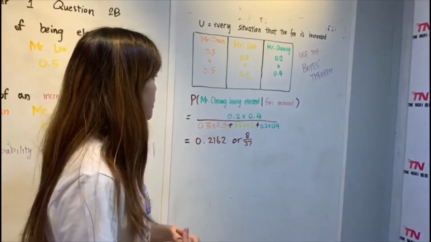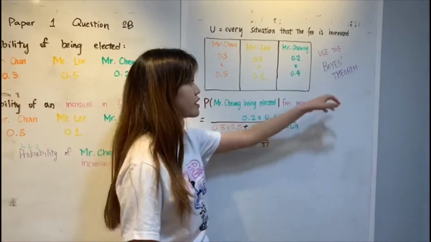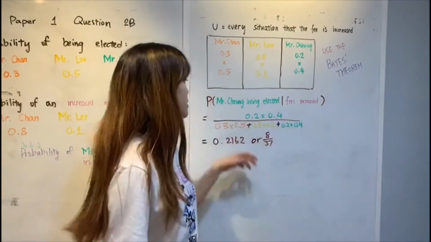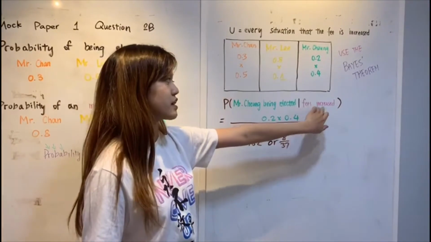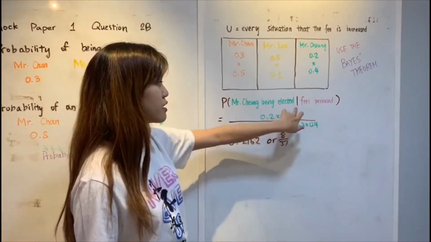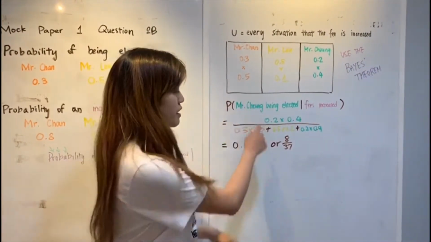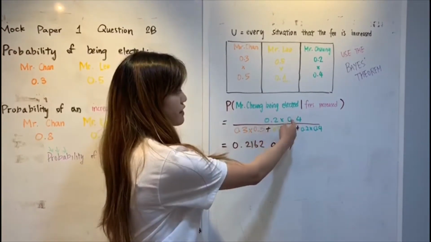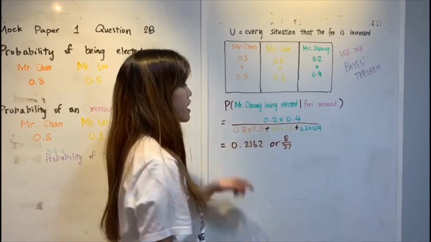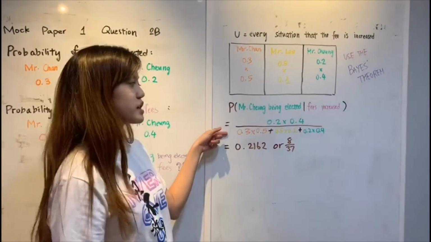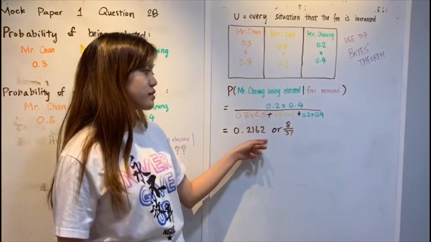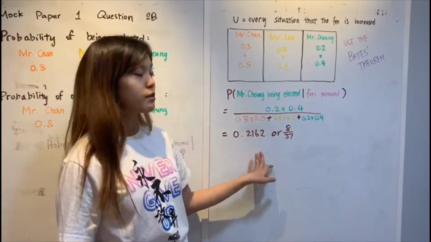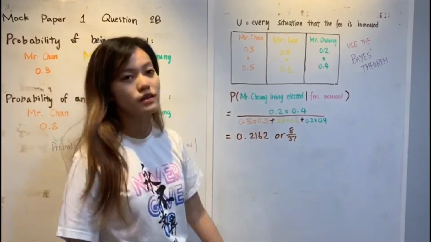So to solve it, we can use Bayes' theorem. We put the probability of Mr. Zhang being elected and the fees being increased, over every situation in which the fees are increased. Therefore, we will have an answer of 0.2162. This is a simplified one. This one is like the original answer.